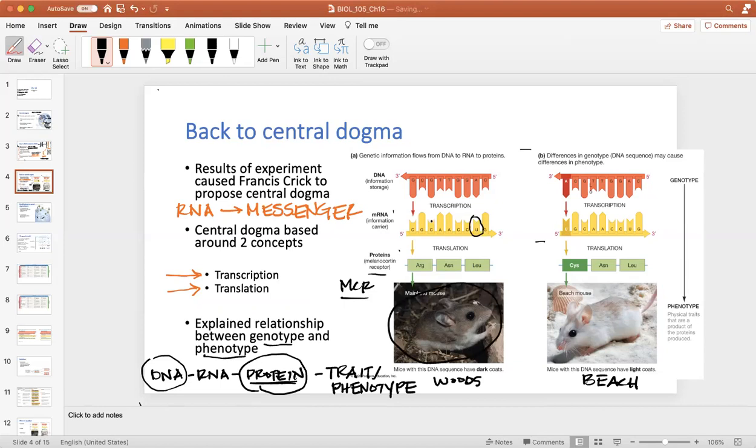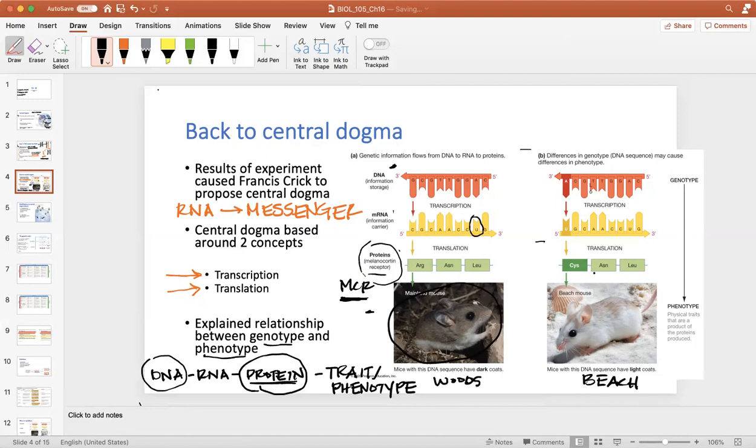Now, what we're going to talk about in this chapter is that this mRNA directly corresponds to a code for amino acids that go into the protein for this melanocortin receptor. So this code can be translated into these amino acids, and then that ultimately results in the functional melanocortin receptor protein. So basically, this genotype here results in this phenotype here.